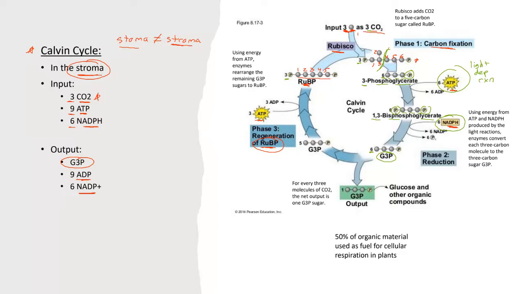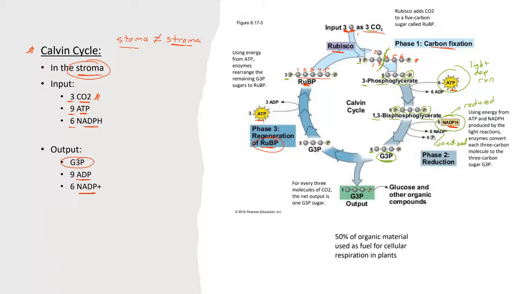Now NADPH gives up its electrons, it gets oxidized, right? So when you see NADPH, it is the reduced form, but when it gives out its electrons, it becomes oxidized because it donated its electrons, right? And some phosphates come out too. And then we get G3P, 6 G3Ps, okay?